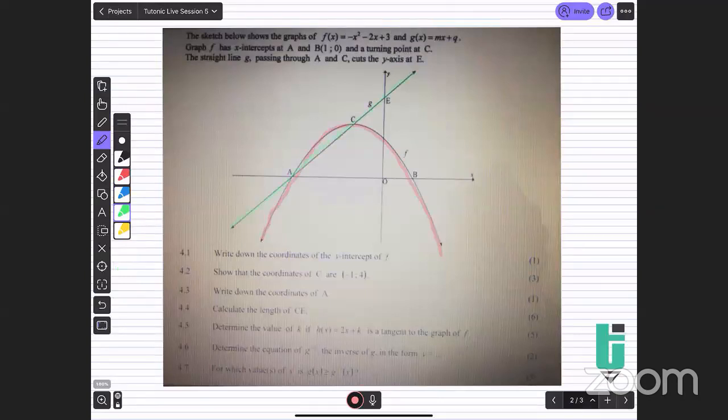And then what else? We have the y-intercept. What's the y-intercept? 3. And how do you know that? We see it in the formula. You have the equation. Yeah, the equation.